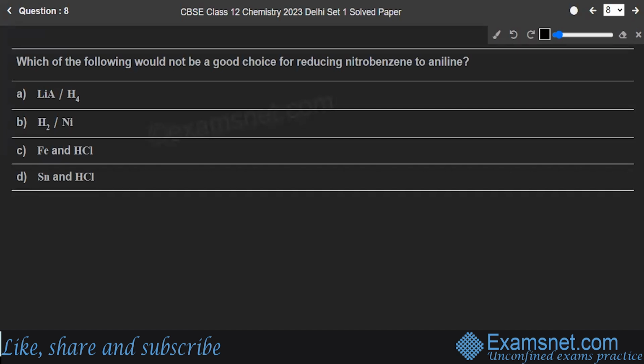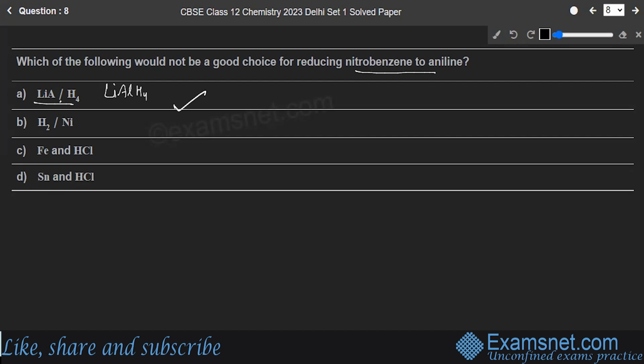Question number 8. Which of the following would not be a good choice for reducing nitrobenzene to aniline? Let's write it properly. This is lithium aluminium tetrahydride, hydrogen nickel, iron hydrochloric acid, tin hydrochloric acid. Out of these options, the first one, lithium aluminium tetrahydride, is the right answer. This is not a good choice for reducing nitrobenzene to aniline.